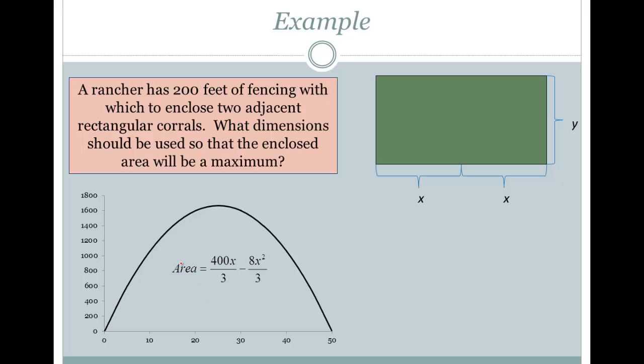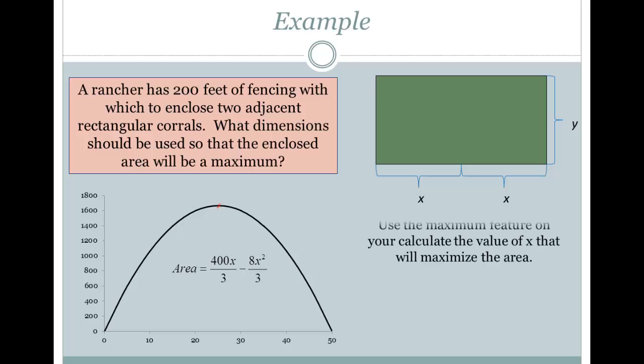And I'm trying to maximize this function. Well, guess what? The maximum is going to be right up there. Okay? And a couple different options. Obviously, we could do the negative b over 2a, which would be a little bit messy. But we can also use our calculator here. We use the maximum feature on the calculator, and we already know how to do that. We learned that in a video already this week. If I do that, I get x is equal to 25 feet.